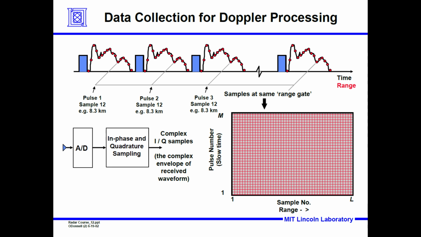So, for each pulse, we fill a matrix with the real part, I, of the sample, corresponding to a specific range. We also fill another matrix with the imaginary part, Q, of the sample. For example, if the 12th sample corresponds to a range of 8.3 kilometers, we store the echo, or noise if no target is present, in the 12th column of both matrices.